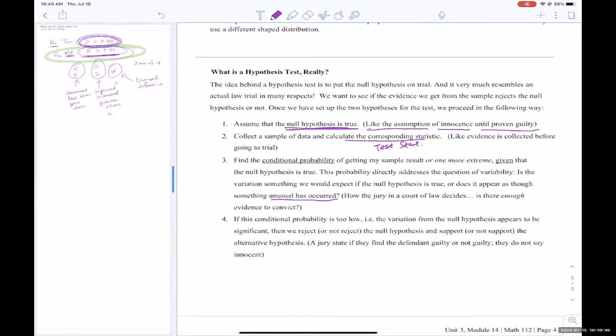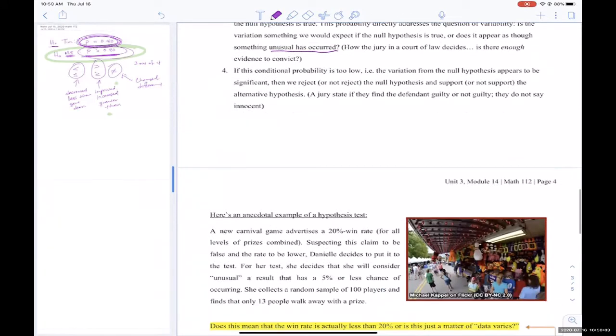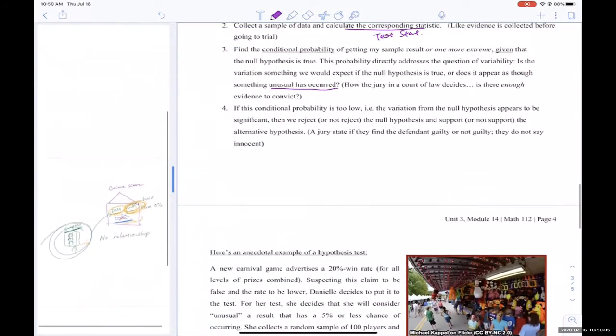If the conditional probability is low, that is, the variation from the null hypothesis appears to be significant, we reject the null hypothesis and support the alternate hypothesis. What do I mean? Let me give you another example here.